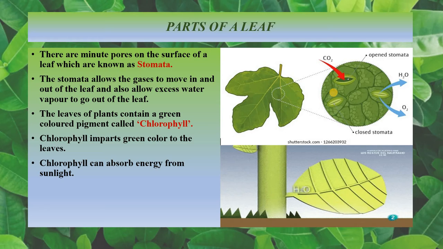What is the function of stomata? The stomata allow gases to move in and out of the leaf. Which gases? Carbon dioxide in and oxygen out. During photosynthesis, oxygen gas is produced. That oxygen gas goes out of the leaf via the stomata, and carbon dioxide gas, which is required for the process of photosynthesis, enters the leaf from the air via the stomata.